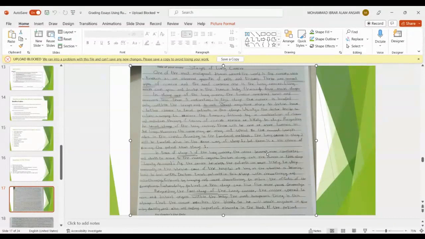Okay, let me read. It's about the stages of lung cancer. One of the most malignant diseases around the world is cancer, which is known as an abnormal growth of cells and tissues. There are several types of cancer, and the most common one is lung cancer. Lung cancer can grow and develop in the human body through four main stages.